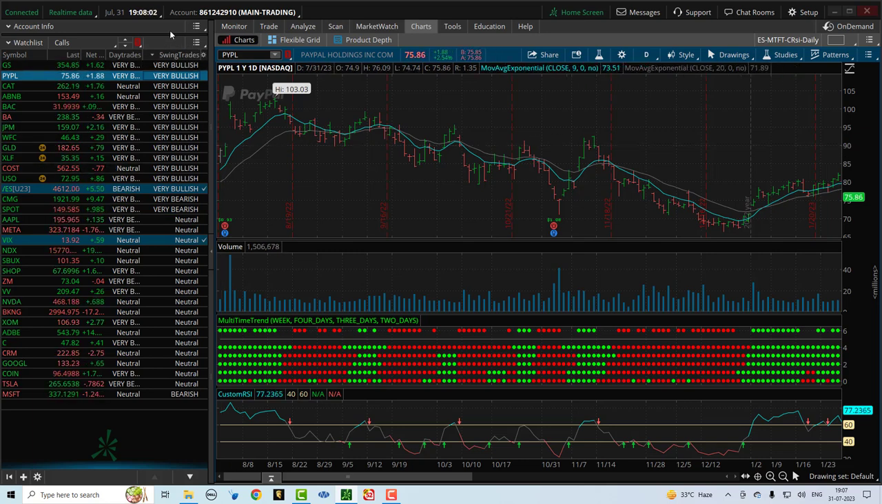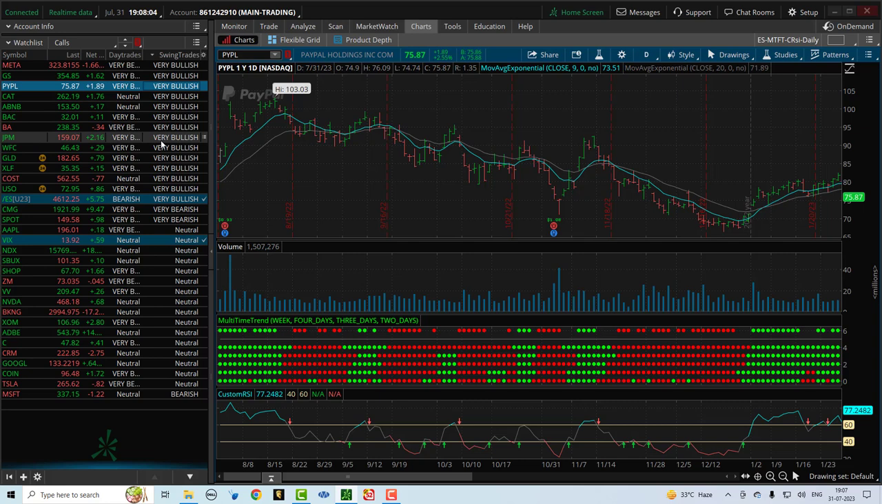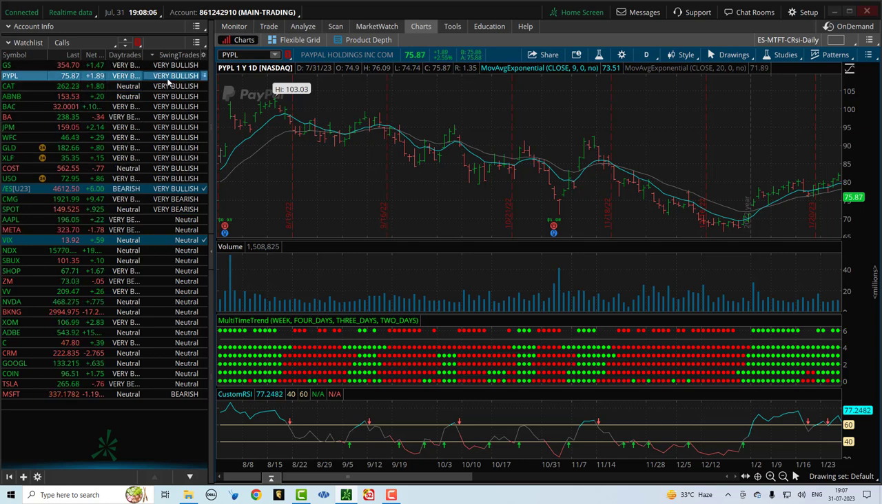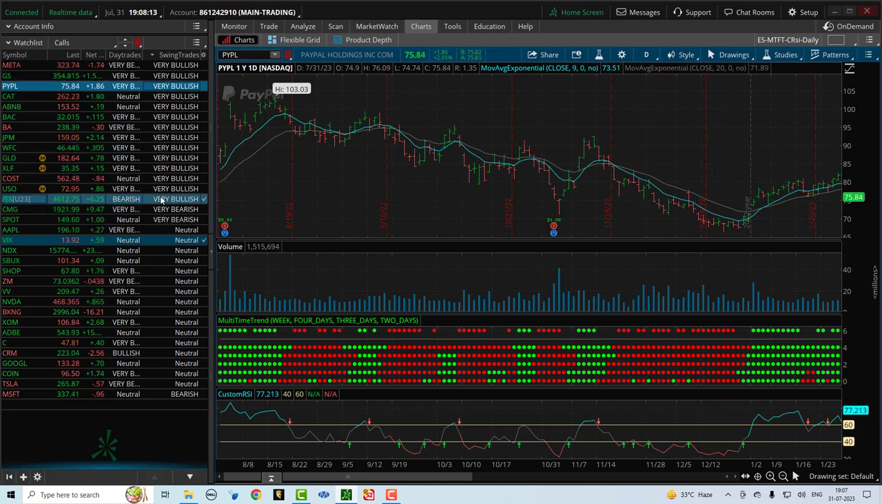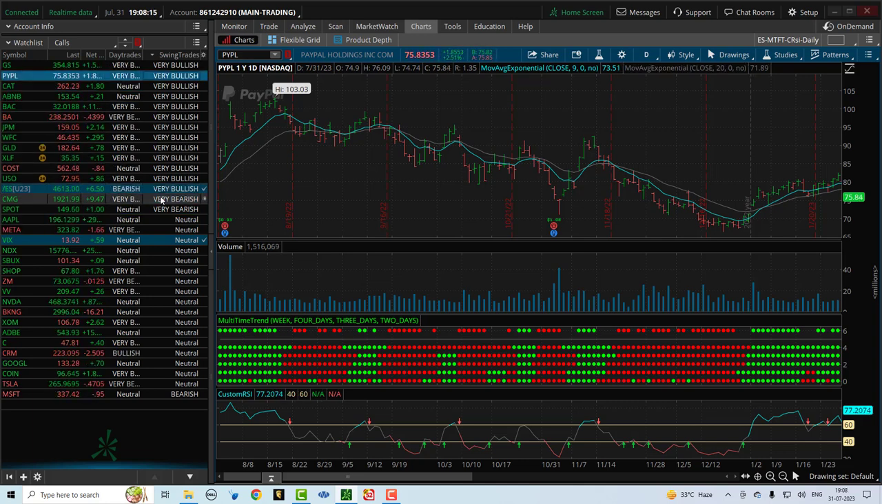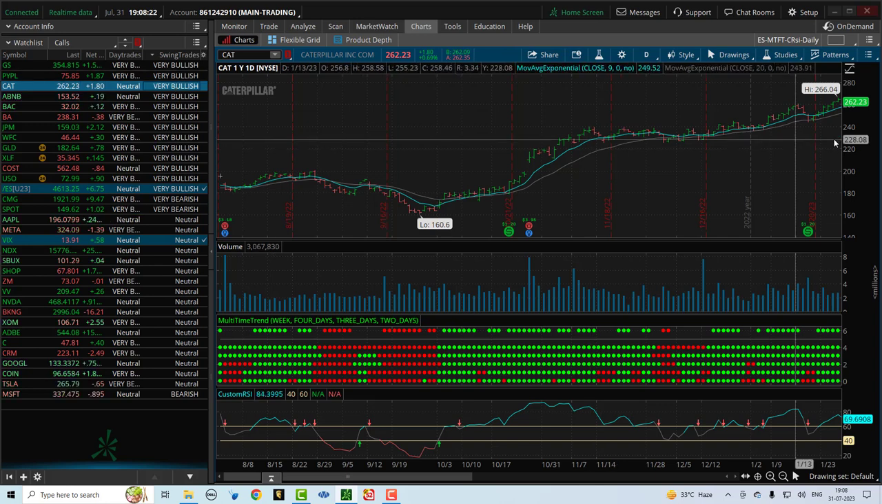And so this column becomes very, very helpful in that situation because it identifies to you which stocks are very bullish or which stocks are very bearish. Depending on what the market sentiment is, you would want to take the trade in alignment with the overall market sentiment. So here we see PayPal is also bullish. What about Caterpillar? There we go.